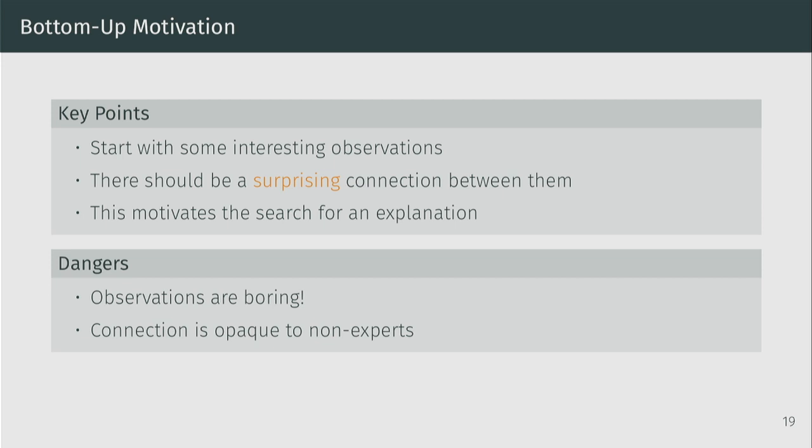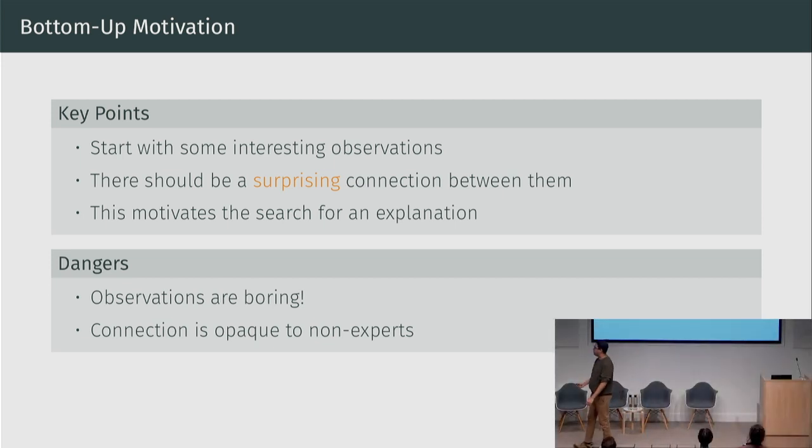Now I'll give you an example of a bottom-up motivation, where we start with some fascinating observations, then we observe some surprising connection, and now we're motivated to understand why this connection exists. The dangers here are sort of the opposite of the ones for the top-down exposition. The first danger is that a collection of random facts is just going to be boring. Why am I getting hit with random facts for a long time?